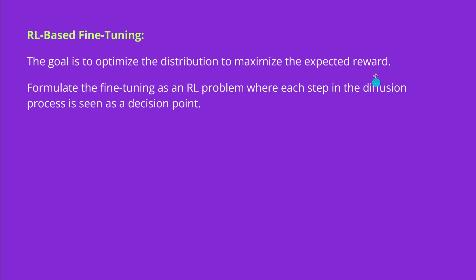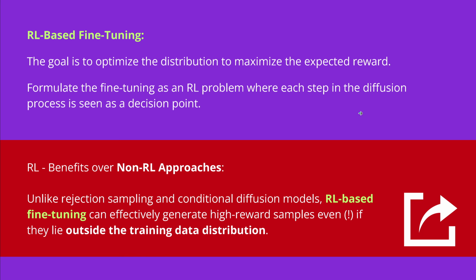Great. So, short summary, reinforcement learning-based fine-tuning. The goal is to optimize the distribution to maximize the expected reward, formulating the fine-tuning as an RL problem where each step in the diffusion process is seen as a decision point. Yes, I know this was number 3, but this is so important because if you compare it to non-reinforcement learning approaches, this reinforcement learning is particularly useful.